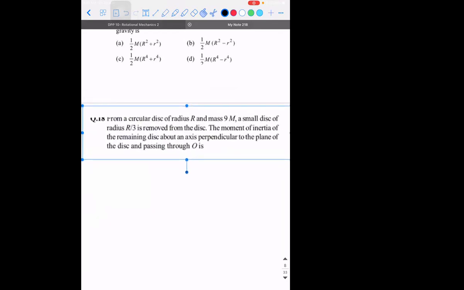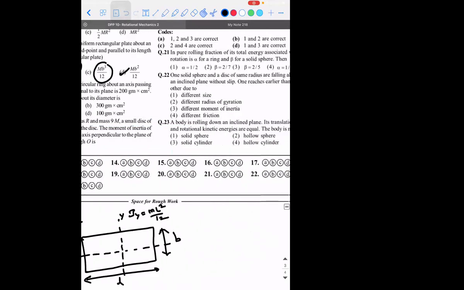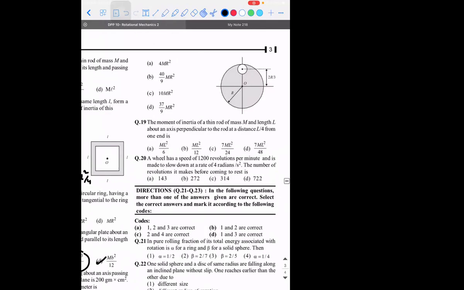From a circular disc of radius r and mass 9m, a small disc of radius r by 3 is removed from the disc. The moment of inertia of the remaining disc about an axis perpendicular to the plane of the disc and passing through O. What is O? Let's say O is the center. They didn't give any diagram, right? They told the disc is removed, but from where? Okay, the diagram is given.